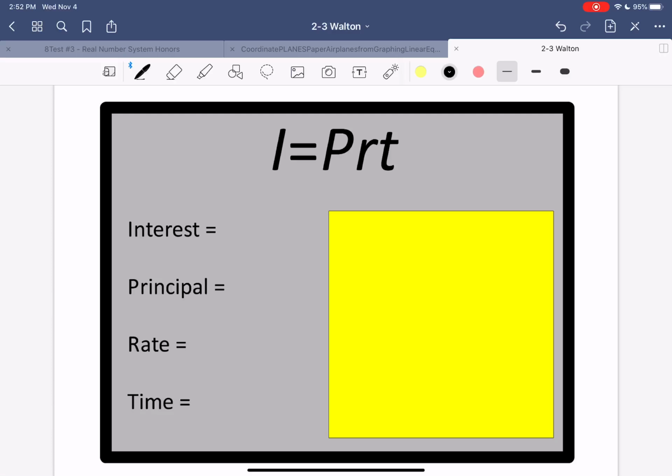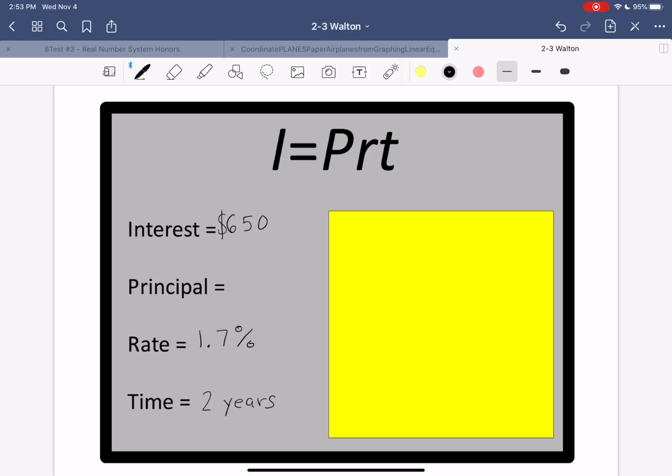But sometimes they're going to give you certain examples like this. They will give you something like, the interest that you earned is $650. But then, they tell you that the rate is 1.7%, and your time is 2 years.